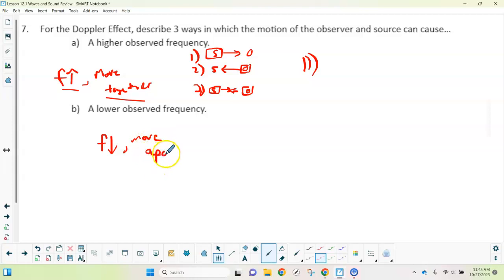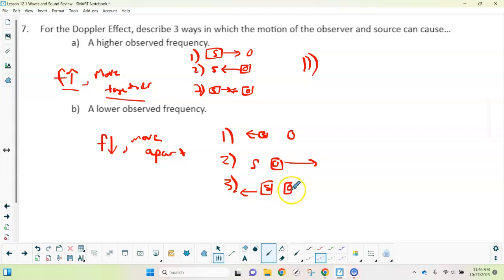And you could do this, again, 3 separate ways. And it's the same kind of ideas, it's just in the opposite direction. So if we had a source that moved away from our stationary observer, the wave pattern would be further apart, so that would be a decrease in frequency. We could have our source be stationary, and we could have our observer moving away. That could be another option. Or we could have both of them move away from each other. So those are the 3 possibilities to make the frequency lower.